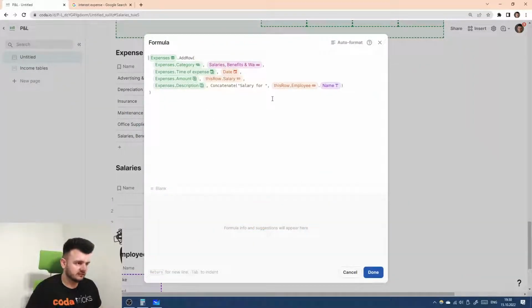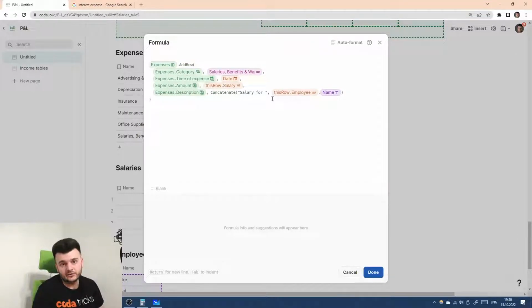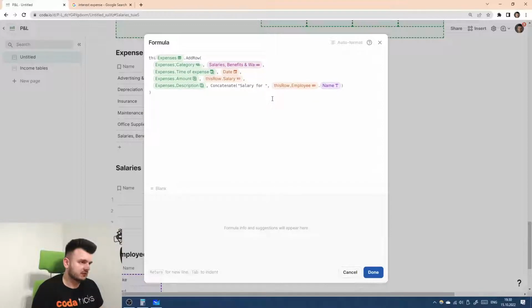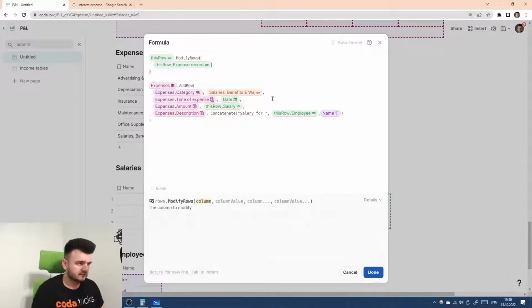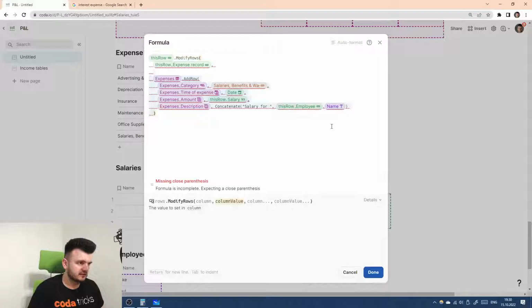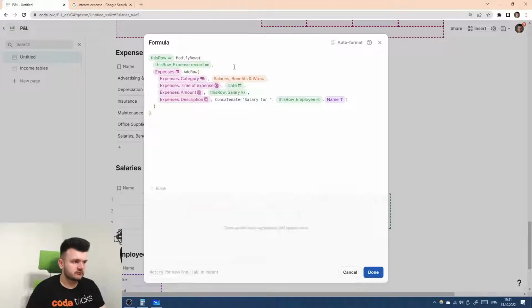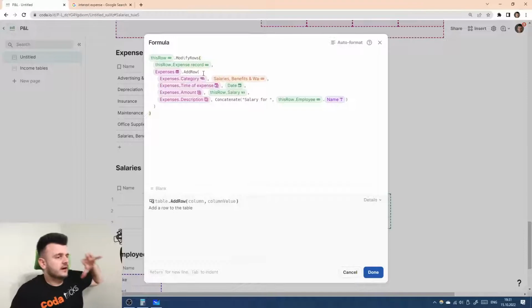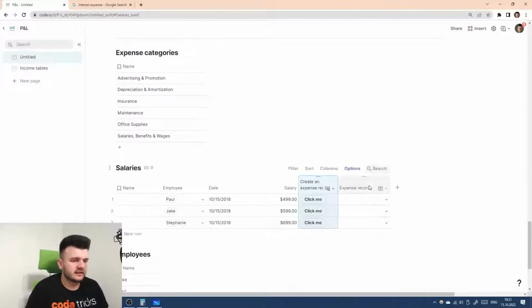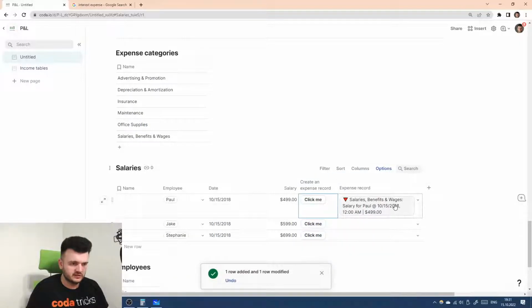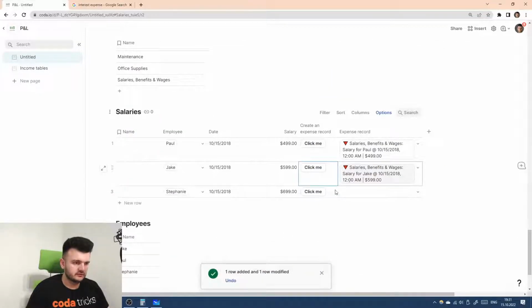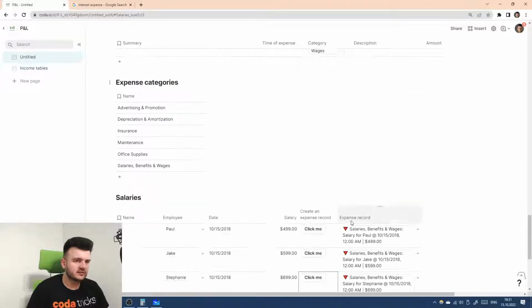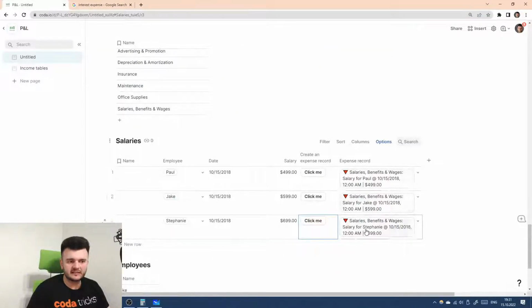So what we can do is that the result of add row is something we can actually insert into a cell. So this row, modify rows, expense record, and it's this thing that we create. So we create a row and we copy the reference to that row, and insert it right into the expense record select, and it's an editable one. Here it created a row and then it modified this row to have our salary for Paul, salary for Jake, salary for Stephanie. It created the expenses rows. It has this link here.